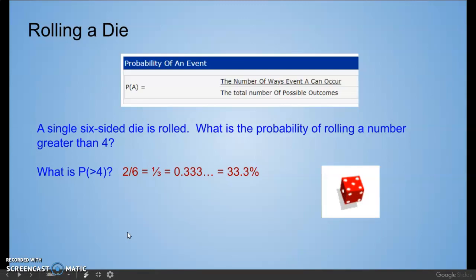All right, so hopefully you got the same thing I did. So the probability of rolling a number greater than 4 is 2 out of 6. That's because there are only 2 possibilities greater than 4, and that would be 5 and 6. So 2 out of 6 reduces to 1/3. That becomes this repeating decimal, 0.333 repeating. And I'm rounding my percents to the nearest tenth today, so that becomes 33.3%.